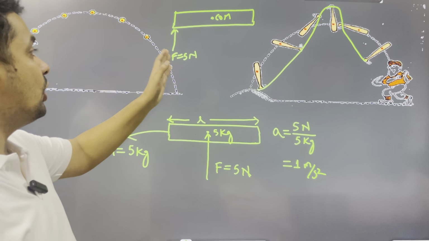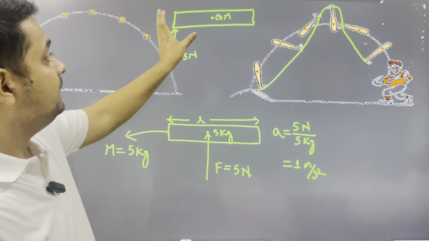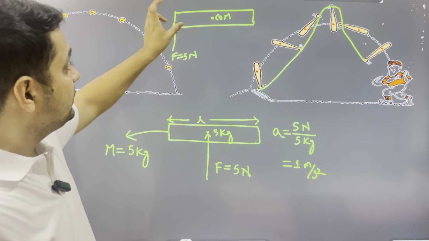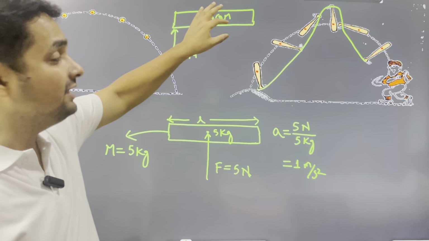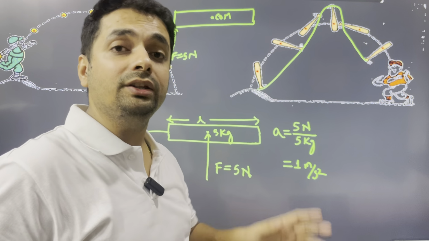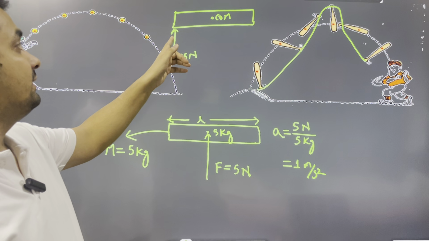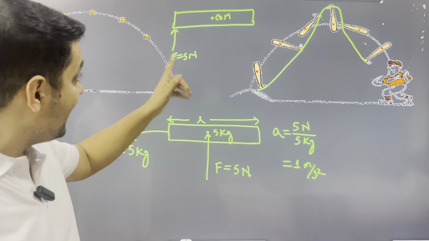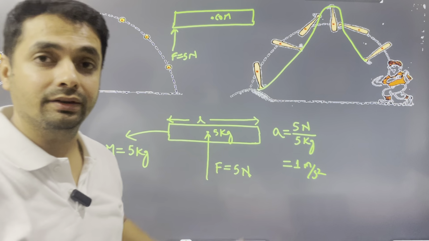In this case, because this force is not acting at the center of mass, this whole body will start to rotate about the center of mass. Means what? In the case when I consider that the force is not acting at the center of mass, but at another point, in that case the whole body will start to rotate about the center of mass.